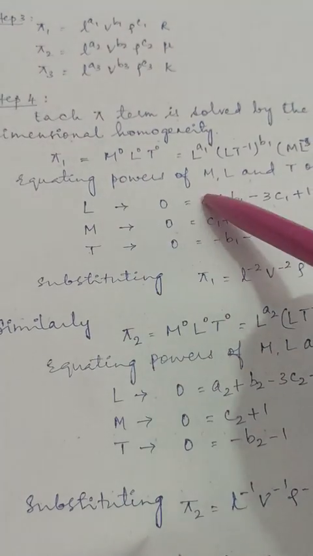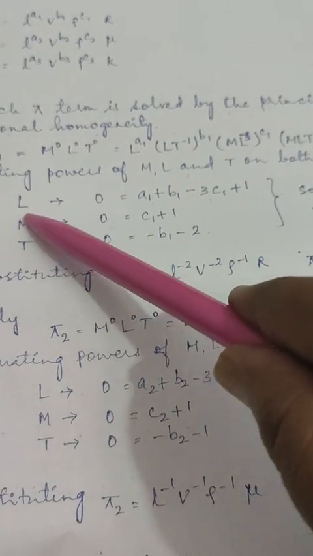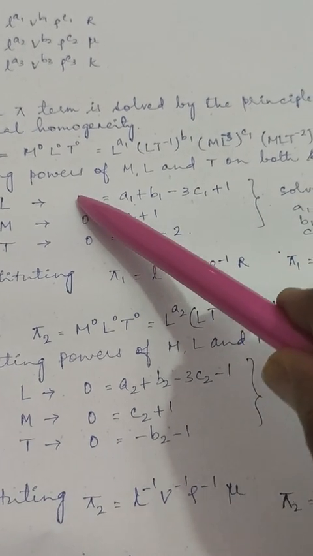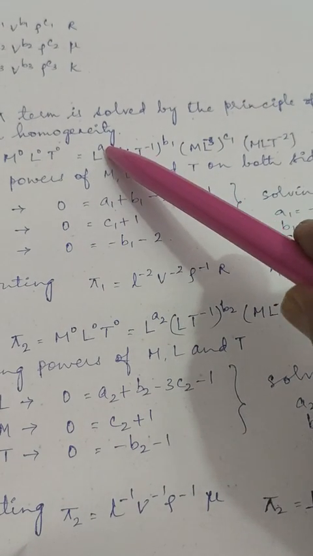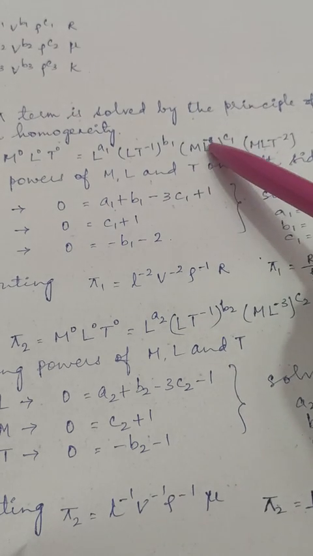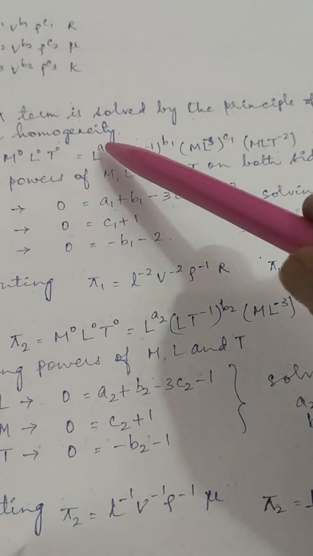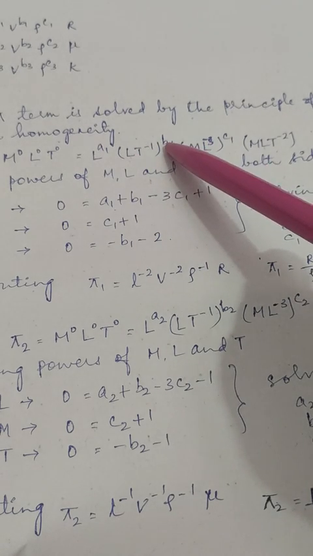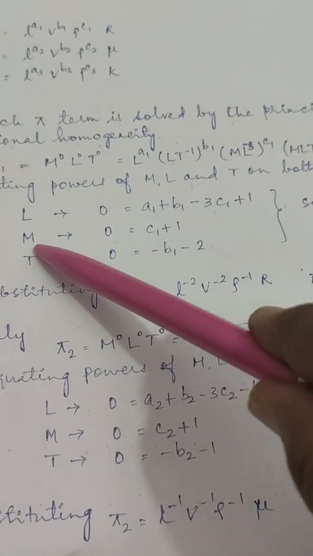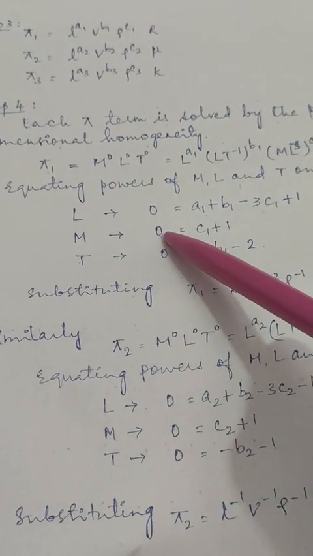So now equating the powers of L, M, and T on both sides. For length, what is the power of length L on the left hand side? It is 0. On the right hand side I have L to the power of a1, L to the power of b1, L to the power of minus 3 c1, and L to the power of 1. So all together it is a1 plus b1 minus 3 c1 plus 1. Similarly, the powers of M: on the left hand side it is 0.